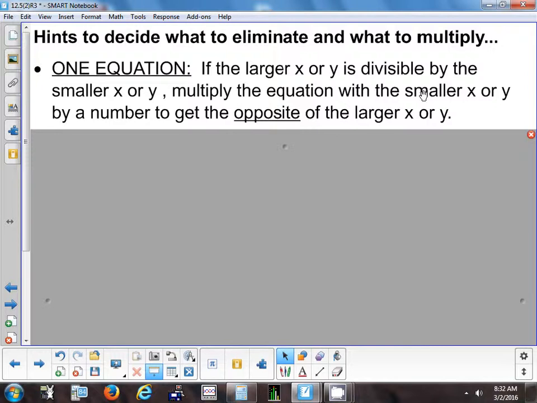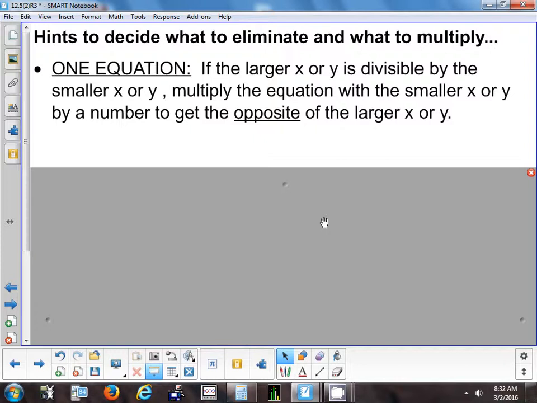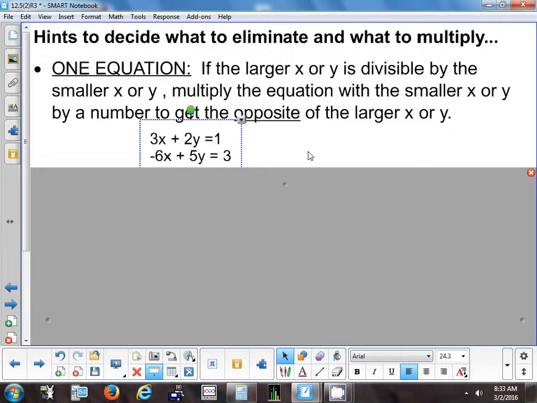Check this. This is your next option. If the larger x or y is divisible by the smaller x or y, multiply the equation with the smaller x or y by a number to get the opposite. I know it's lengthy, wordy. When we show it to you guys, it's going to make sense, I promise you. Mr. Hager is writing an example up there right now. I'll wait till you guys get that copied down, and we'll talk about that example that Mr. Hager just brought on board. We won't solve the whole thing. All we're going to put down is what we're going to multiply by. That's it.